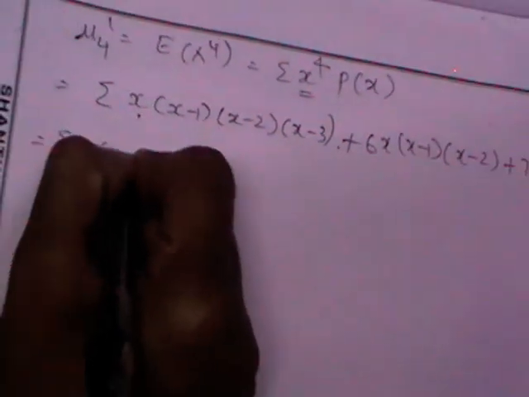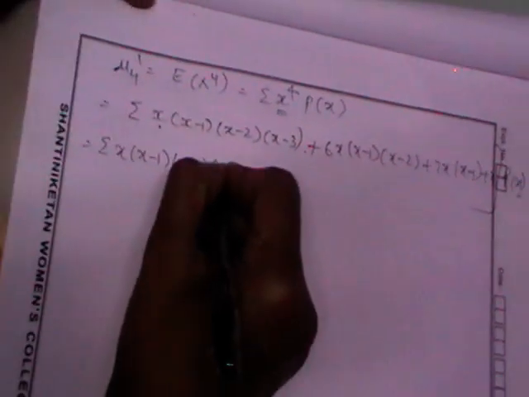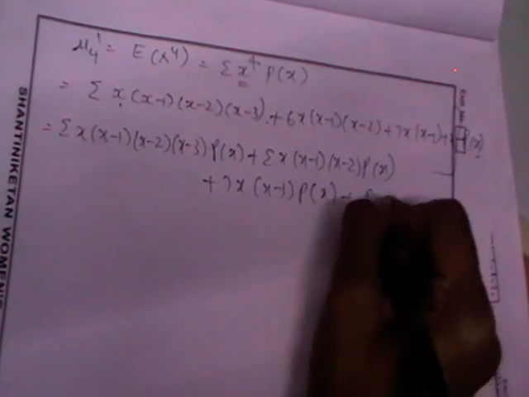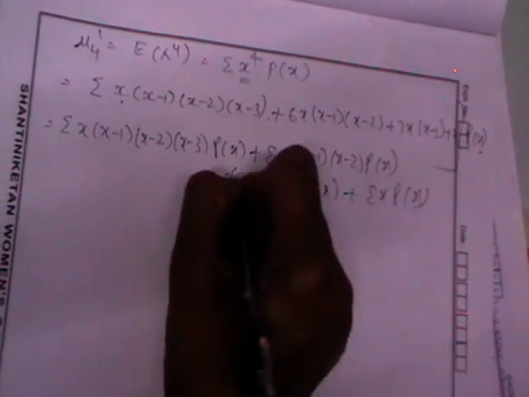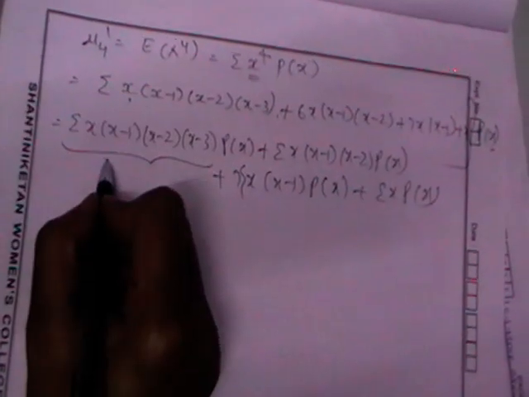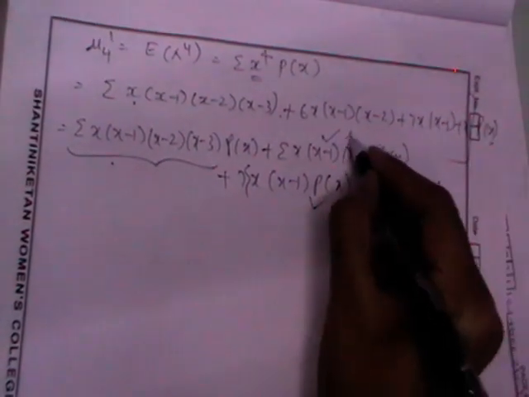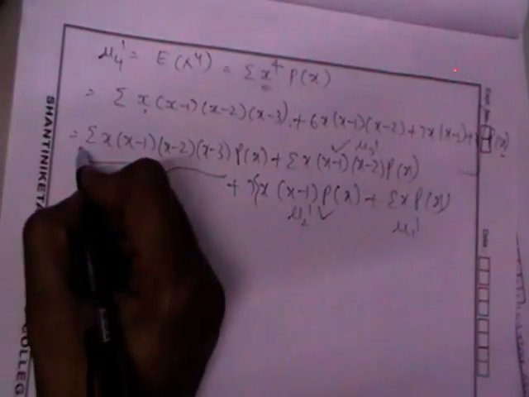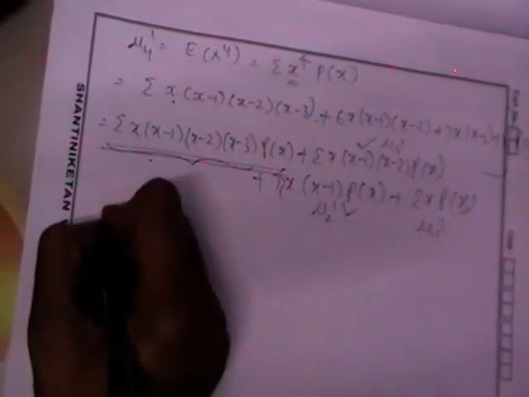So if you multiply with this, how much will you get? Sigma x into x minus 1 into x minus 2 into x minus 3 into p of x plus 6 sigma x into x minus 1 into x minus 2 into p of x plus 7 sigma x into x minus 1 into p of x plus sigma x p of x. So if you observe, likewise mu3 dash, this is only to be evaluated. This you can consider from mu2 dash. This is from mu3 dash we can consider, which is already evaluated. Mu2 dash from mu1 dash. So in the similar way you find out the expression for this.